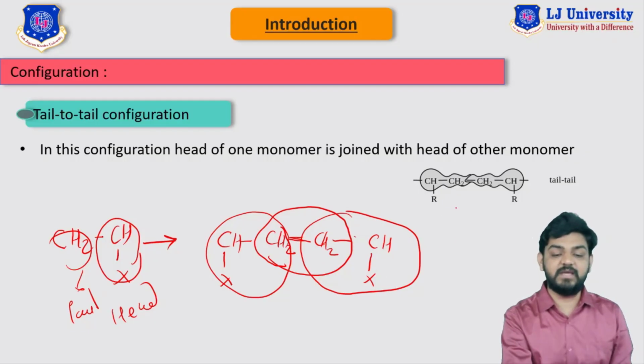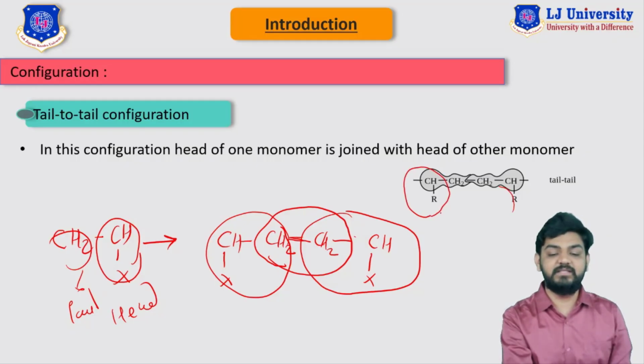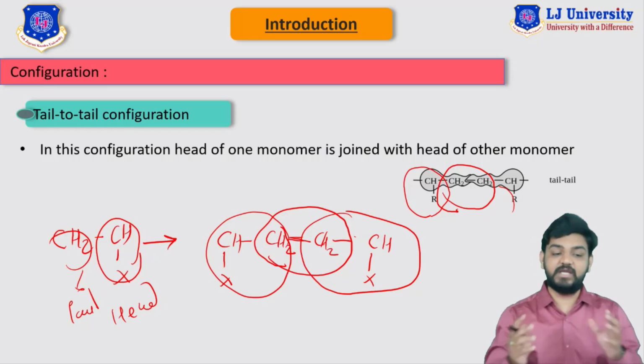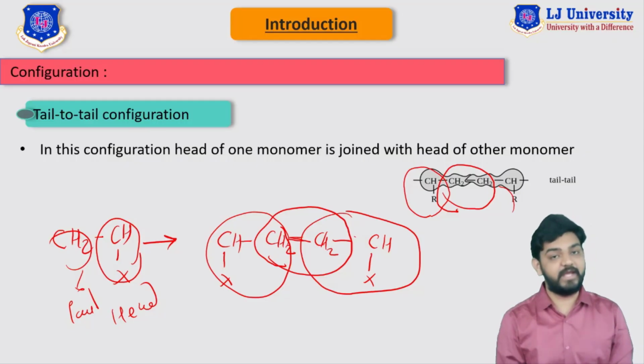Here in this image you can see that the heads are apart and the monomers are connected with the tails of each other like this. So this is all about configuration, in which we have seen three different categories of configuration: head to head, tail to tail and head to tail.